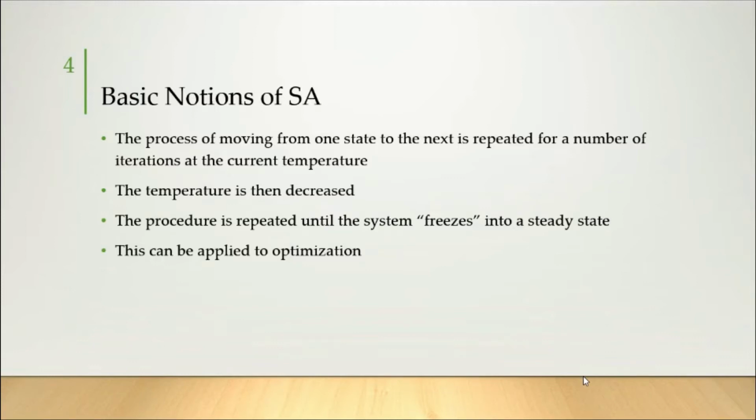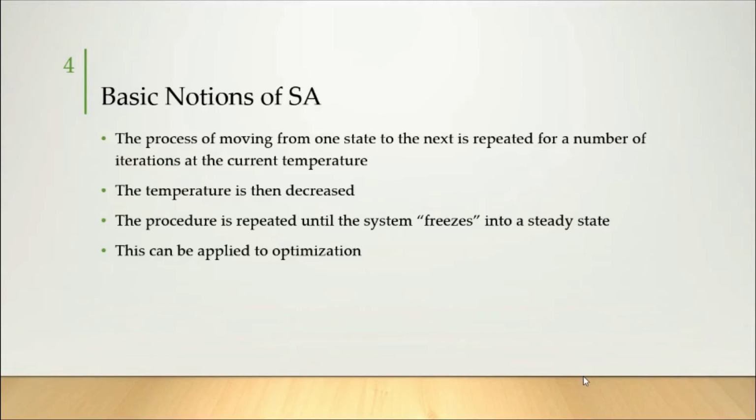The probability depends on e raised to minus delta E divided by kT. So when the temperature is large, the probability of a worse solution being accepted is large. But when the temperature is nearing 0, or is around 1 degree or less than 1 degree, the probability of a worse solution being accepted is very small. So that is the condition.